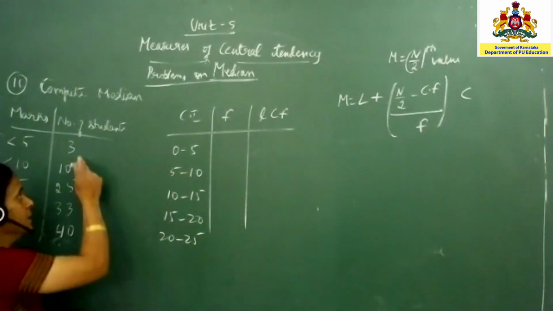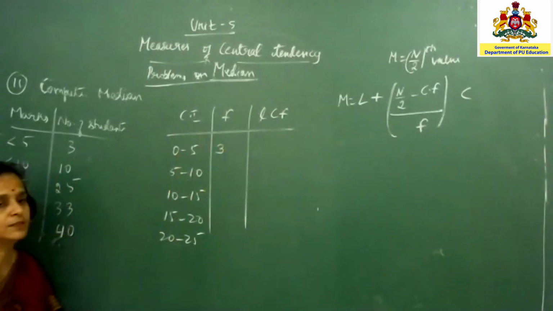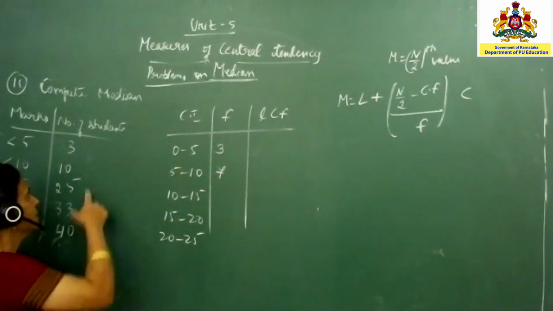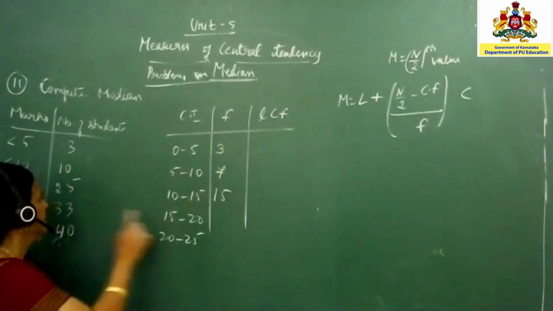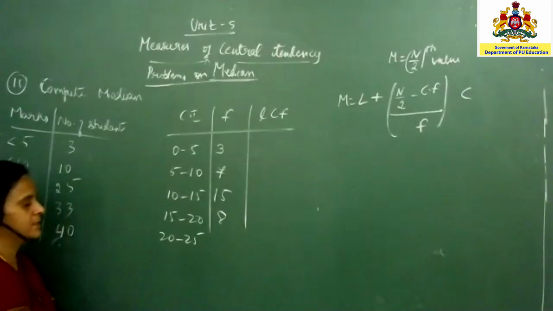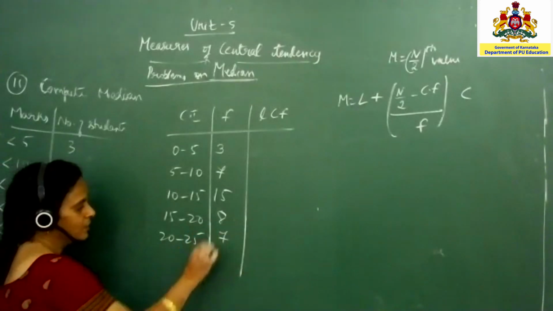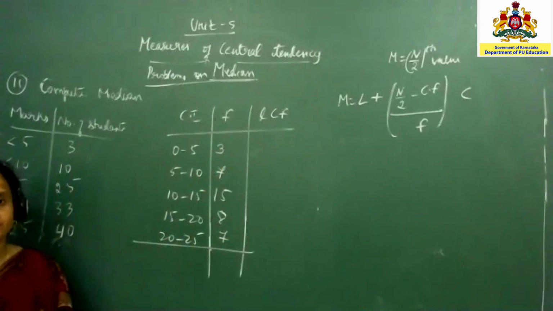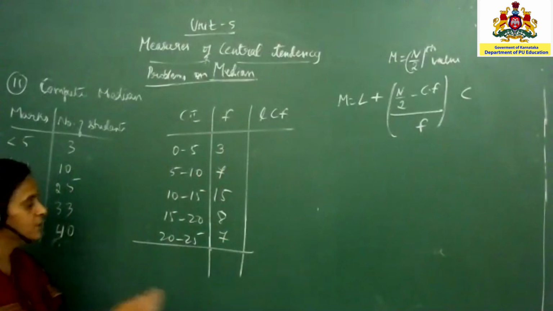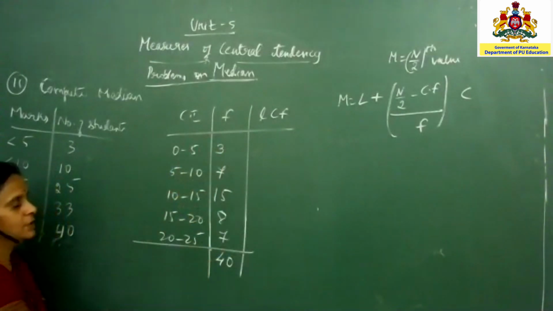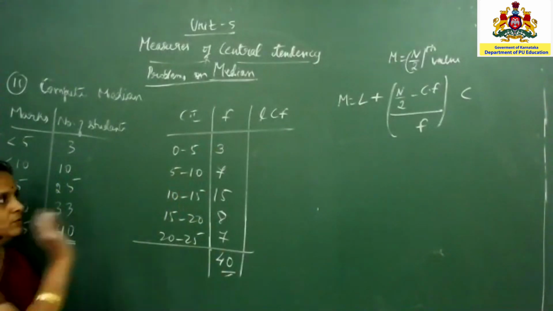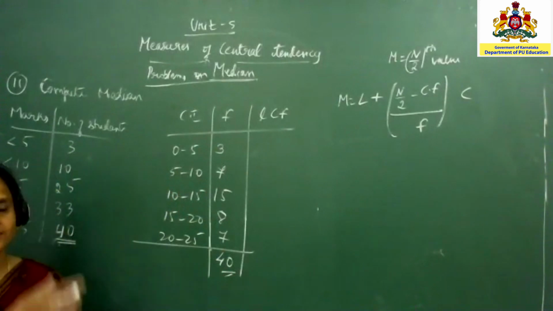Next, frequency. The first frequency, as it is less than, I'll take 3 as it is. Next is 10 minus 3, which is 7. Next is 25 minus 10, that is 15. Next is 33 minus 25, which is 8. Next, 40 minus 33 is 7. Okay, so this is the way we have to change the frequencies. Once you change, the total here is 40. If I add up this column, the total is 40, and this 40 and that 40 will be the same. So now I have brought it to the regular class interval with the frequency.